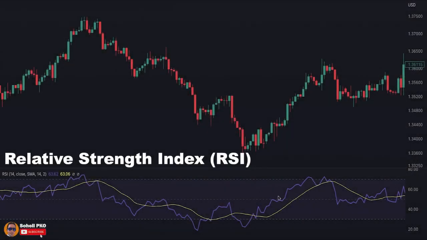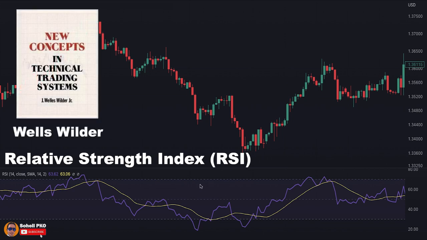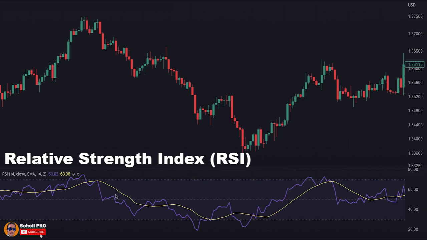Relative Strength Index, better known as RSI, is one of the most popular tools in technical analysis. It was developed by J. Wells Wilder and introduced in his 1978 book New Concepts in Technical Trading Systems. RSI is a momentum oscillator, and it's generally used to measure the change in price momentum. It is commonly used to determine overbought and oversold levels of the market.